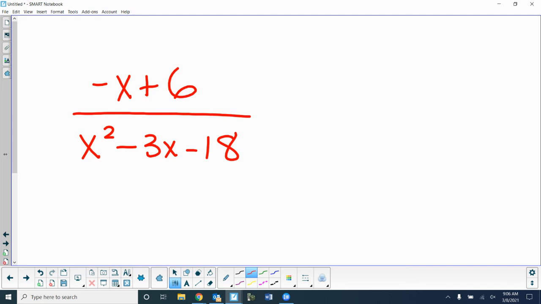Okay, so we don't like the negative in front of an x or an x squared, right? So pull out the negative one. So that makes it positive x and a negative 6, right? When you divide those by -1, negative x divided by -1 is positive x. Positive 6 divided by -1 is -6, right?